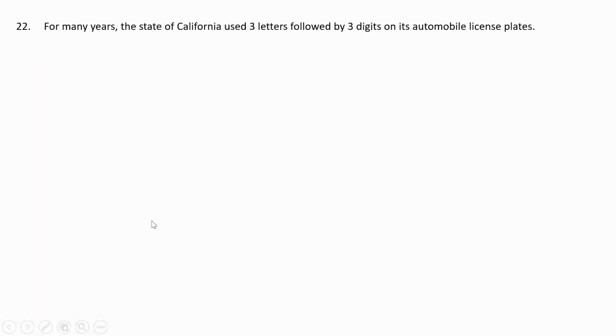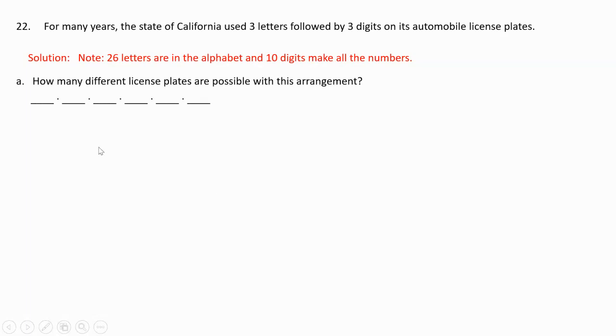Now, 22. For many years, the state of California used 3 letters followed by 3 digits on its automobile license plates. There are 26 letters in the alphabet and 10 digits that make all numbers. So how many different license plates are possible with this arrangement? These are my letters and these are my digits.